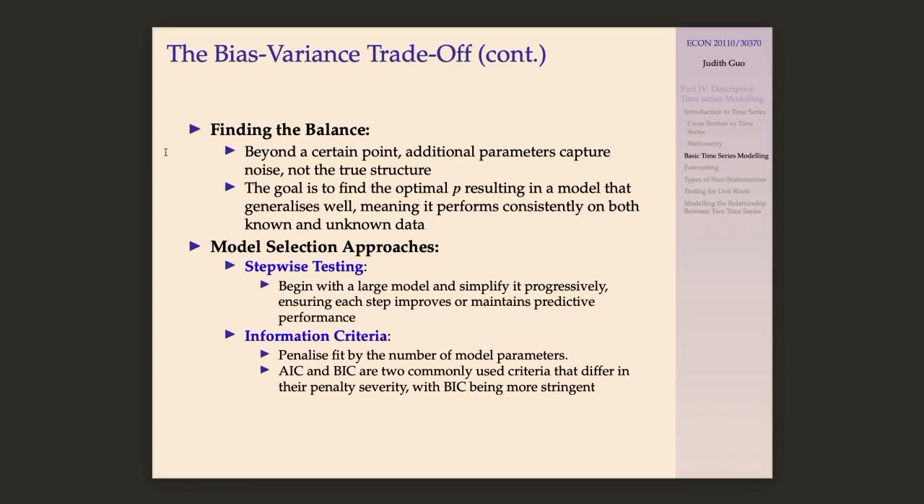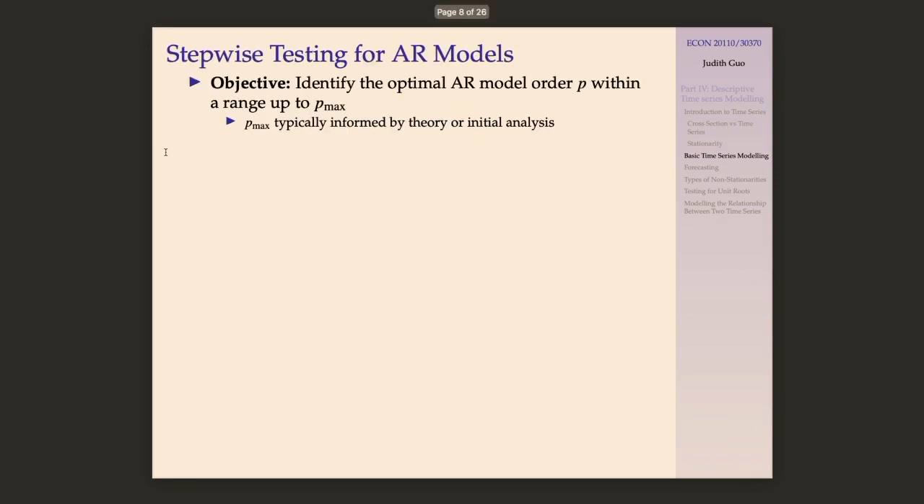Basically, it's a set of t-tests. Essentially, we try to identify the optimal order p within a range. Remember, whenever you're considering an AR model, there is always a maximum limit on how many variables you should include on the right-hand side. So we'll typically set a limit as the largest p that we should be considering, compared to other values of p. This is what we denote as p-max.